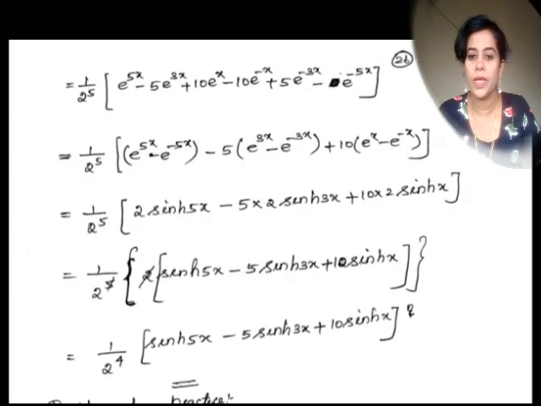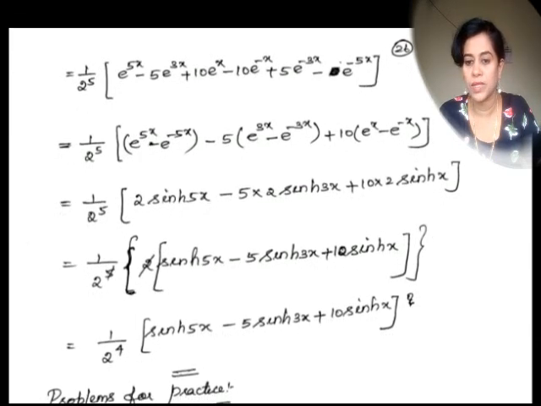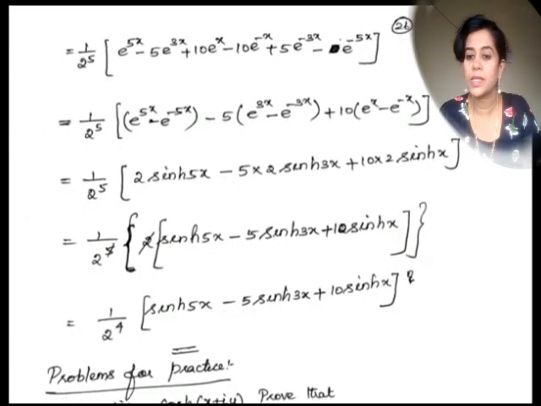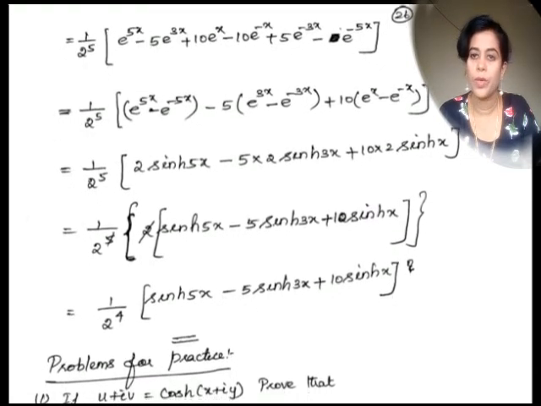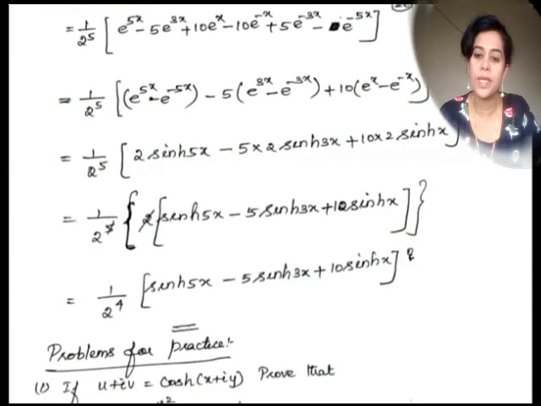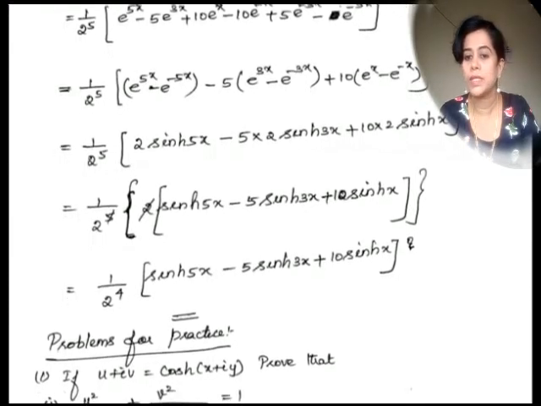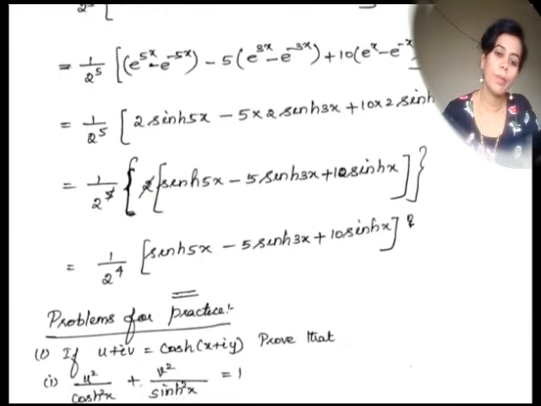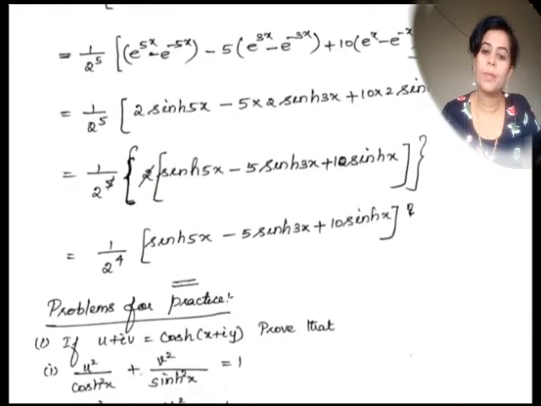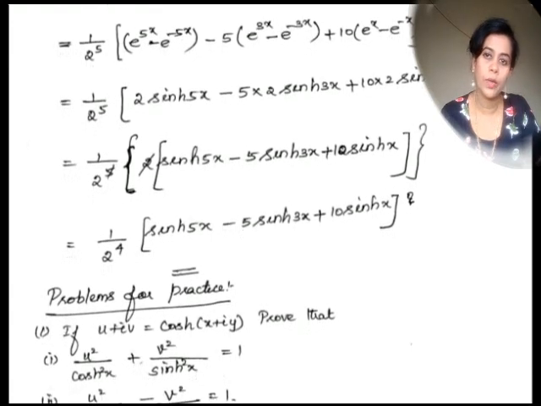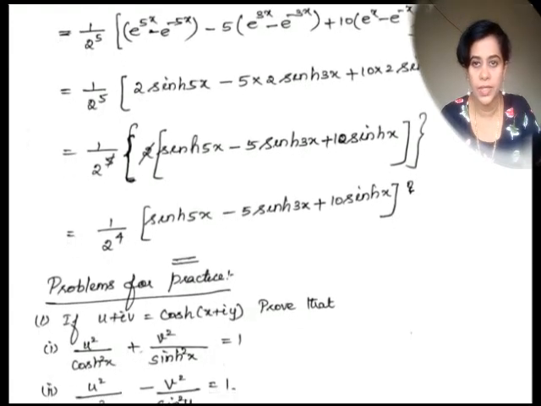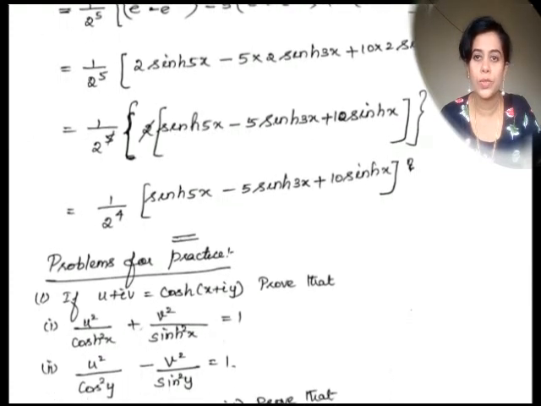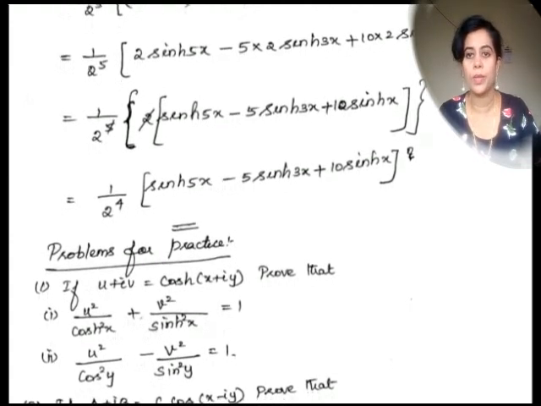1 by 2 power 5 into (e power 5x minus e power minus 5x), and then minus 5 times (e power 3x minus e power minus 3x), because we are taking minus common, plus 10 times (e power x minus e power minus x). So what is this? By the formula of sinh x, sinh x is equal to (e power x minus e power minus x) by 2. There is no 2 here, so we can write it as 2 times. So bring it to that side.